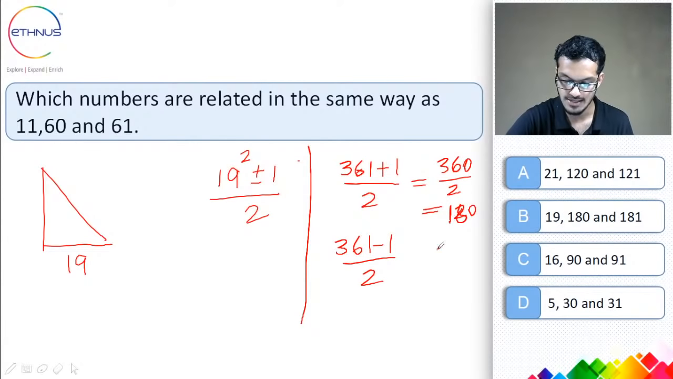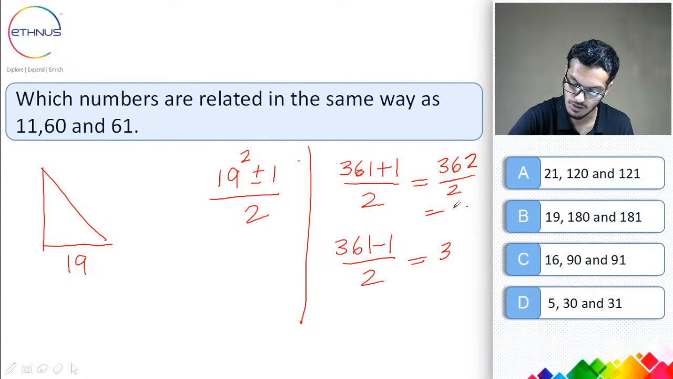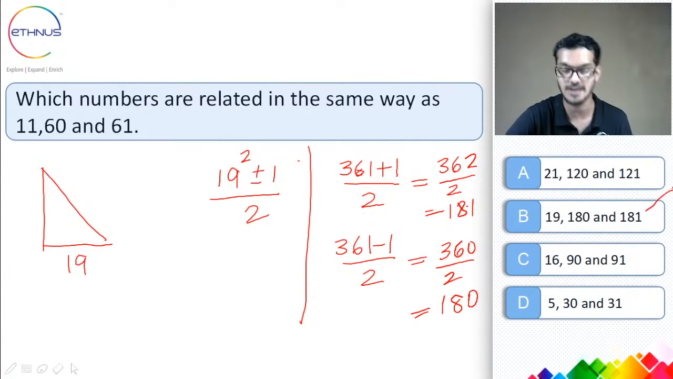Okay, I'm sorry for that. Another one is 360 divided by 2. And what is 360 divided by 2? 361, sorry, I think I took it wrong. 362, which is 181. So 362 by 2 is equal to 181. And 360 divided by 2 is nothing but 180. Yes, so this is nothing but the Pythagorean triplet.